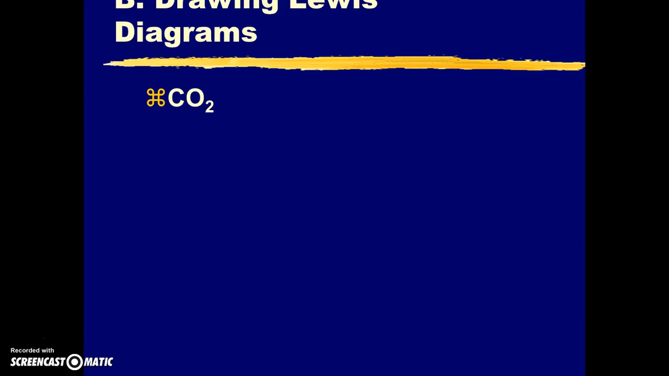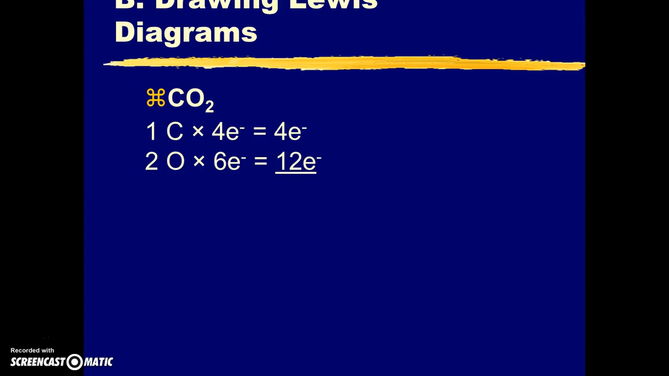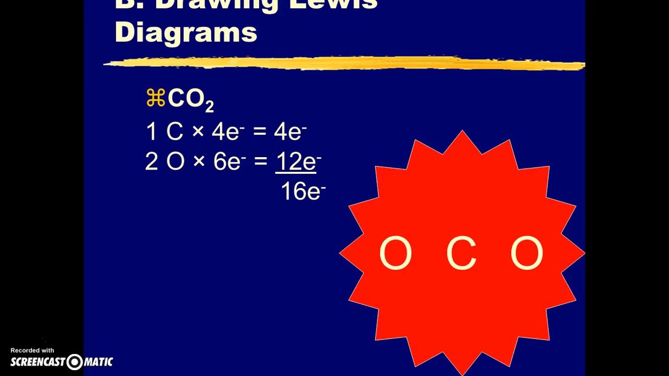Let's look at another example. Carbon dioxide, CO2. 1 carbon atom and 2 oxygen atoms. That gives us a total of 16 valence electrons that we need to use. So if we lay it out, put a bond between each carbon and each oxygen, that takes 4 total electrons. We have 12 more to use.